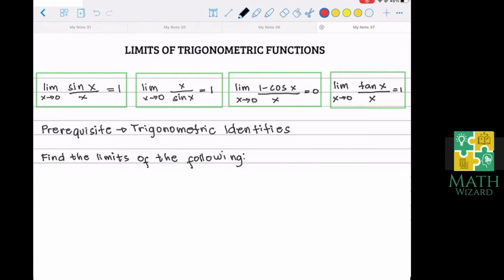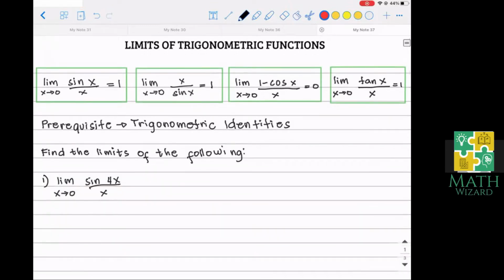And aside from that, syempre, dapat master din natin ang prerequisite skills in finding the limits of trigonometric functions. Ito po ay ang trigonometric identities. Okay? So I will be uploading a list of formulas of trigonometric identities. In the topic of limits of trigonometric functions, it is really a need for us to master the trigonometric identities, kasi it will help us to manipulate, para mag-manipulate ng trigonometric functions.